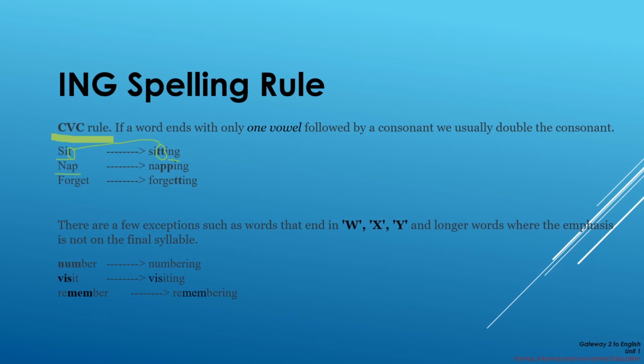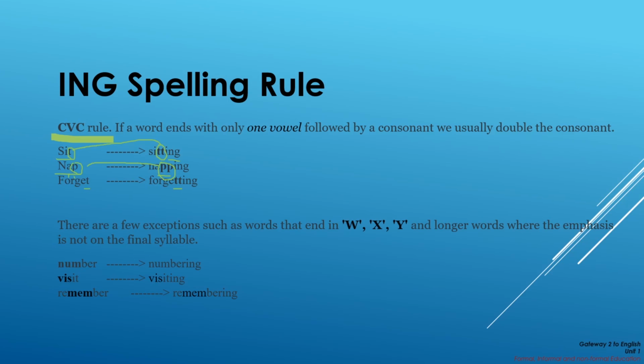The second example is nap, to have a nap or to nap. The bare infinitive nap, its gerund is formed as the following: napping with double P, because it is governed by the CVC rule. We have at the end of the verb the vowel A plus the consonant P. In this case, we have to double the letter P.